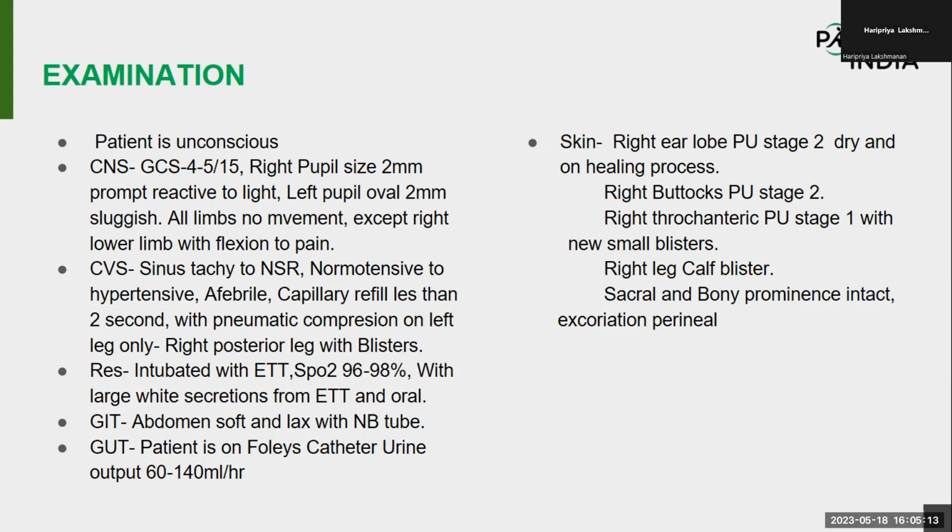Skin: right earlobe pressure ulcer stage 2, right buttock pressure ulcer stage 2, and right thoracic pressure ulcer stage 1 with small new blisters. Right leg calf blister, sacral and bony prominence intact, and excoriation in the perineal area. Next slide.